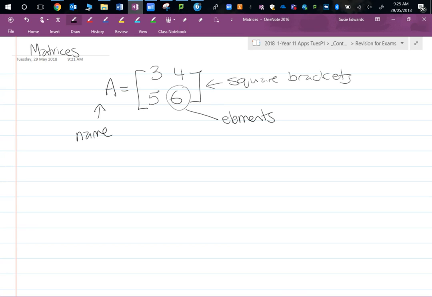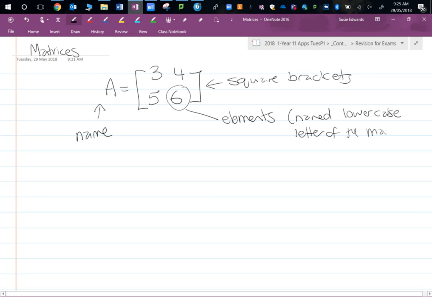Those elements are named with the lowercase letter of the matrix and the row and column number. I'll show you what I mean by that. Okay, so we have to look at the number of rows and the number of columns. It's actually really important when we look at a matrix. So rows go which direction? Across. Columns go up and down.